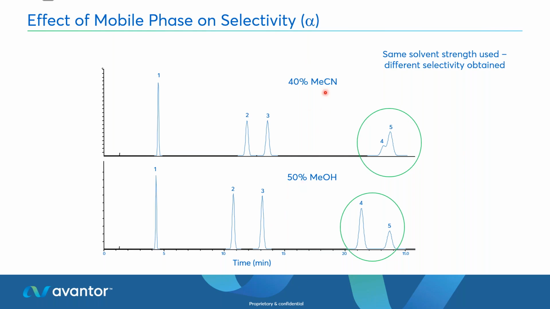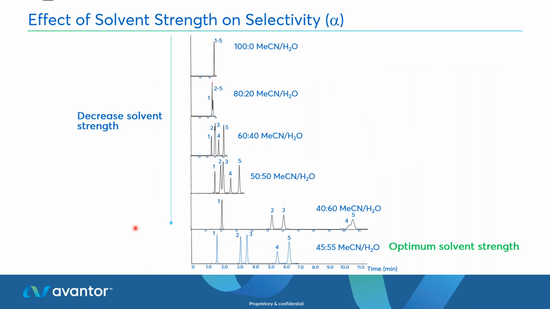If this was our original method, then happy days. Now I've switched it to methanol and I'm really happy. If it was the other way around, it's a bit of a problem. So it's always worth looking at different concentrations. This is again just looking at acetonitrile water mixtures and how you can get different alpha values, different selectivity as you change the percentage organic. And you can also use modeling software to support this kind of work as well.